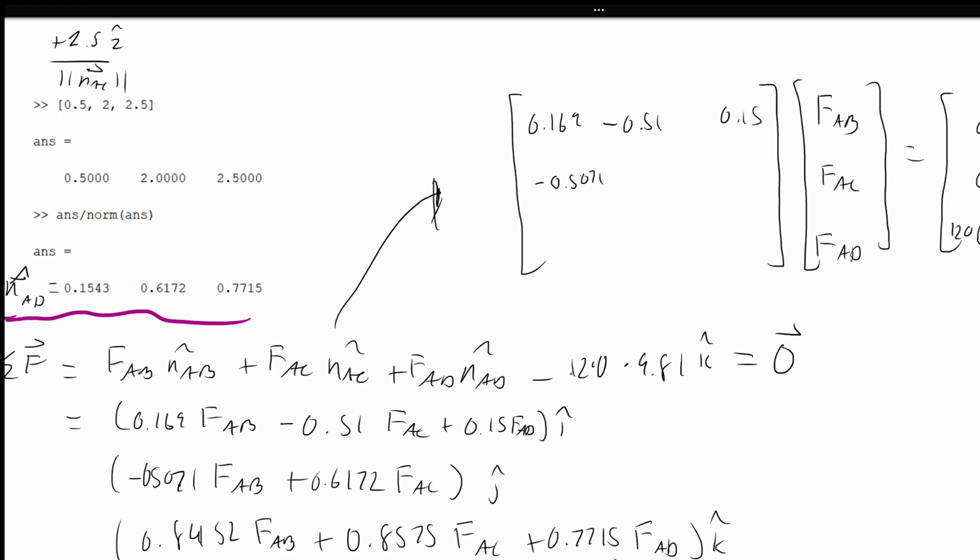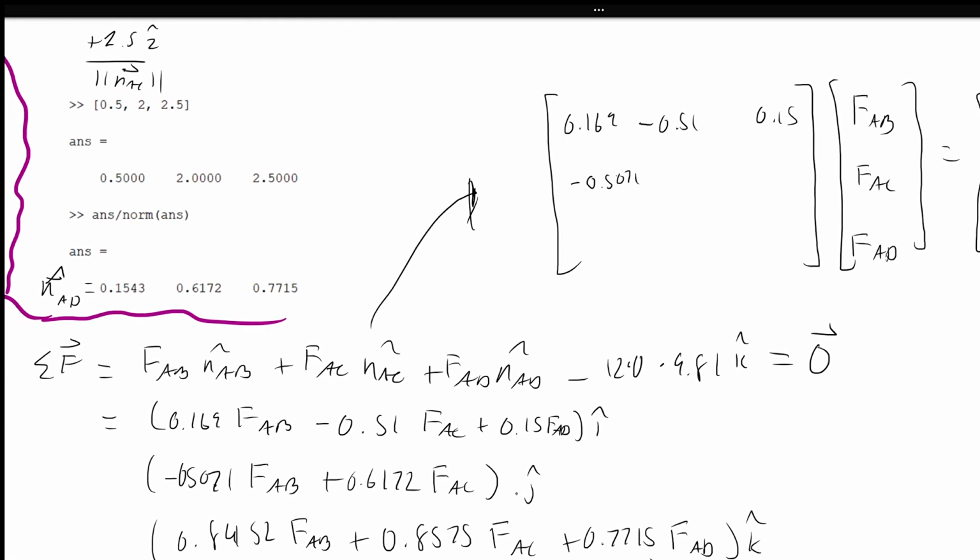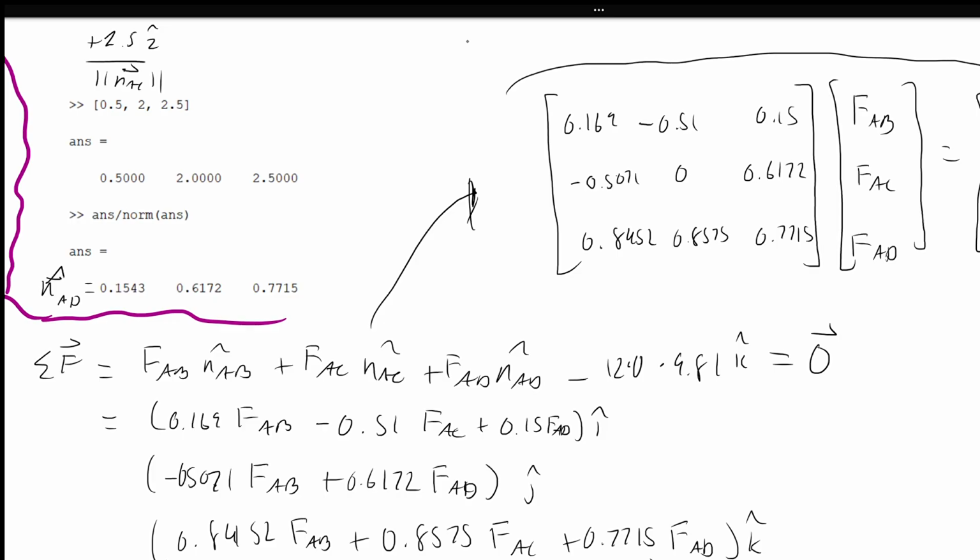Oh, did I screw that up? Is that AD? No, I did. Yeah, this should be AD, not AC. Alright, so 0, 0.6172, and then finally 0.8452, 0.8575, 0.7715. Okay, so basically, as far as I'm concerned, the problem is done now.